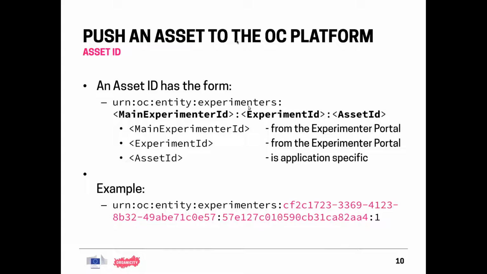And this last asset ID is really application specific. So here you can decide on your own how this asset ID can look like. For example, I created an asset ID which looks like urn:oc:entity:experimenters, included there the main experimenter ID from the experimenter portal, followed by the experiment ID, and I just added a 0. So this is my first asset ID.